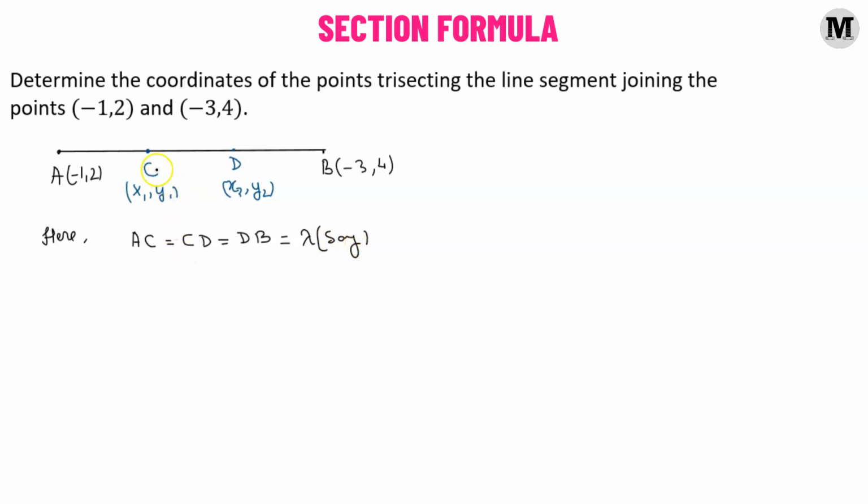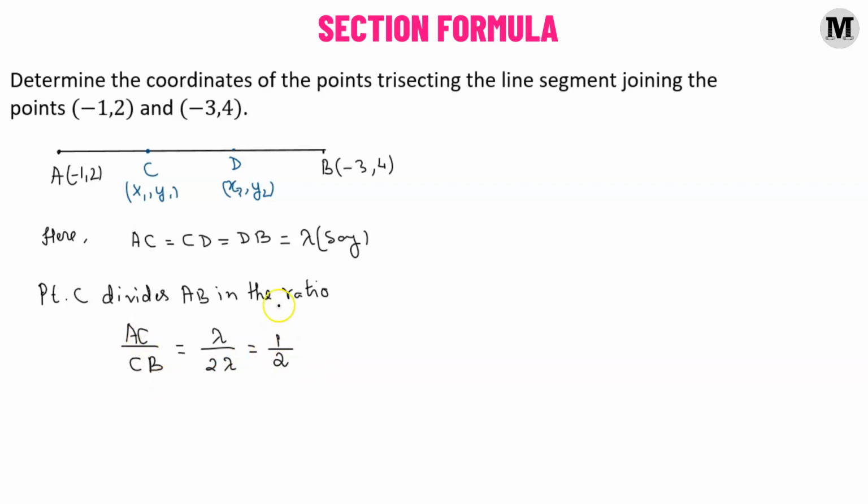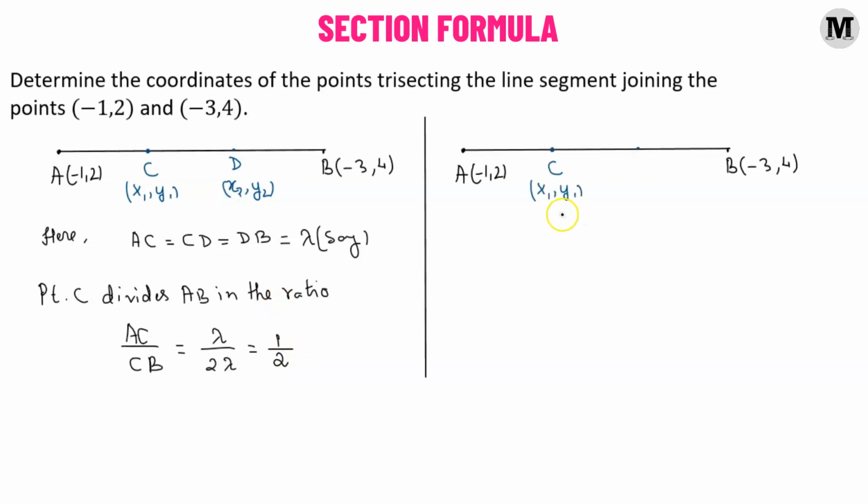Now what we can say is that the point C is dividing the line segment AB in a ratio, the ratio AC is to CB. And what is AC? Here we have assumed that AC is lambda. And what's CB? CB is nothing but CD plus DB, so that is going to be 2 lambda. That means the ratio of AC to CB is 1:2. In other words, we can say that C divides the line AB in the ratio 1:2.